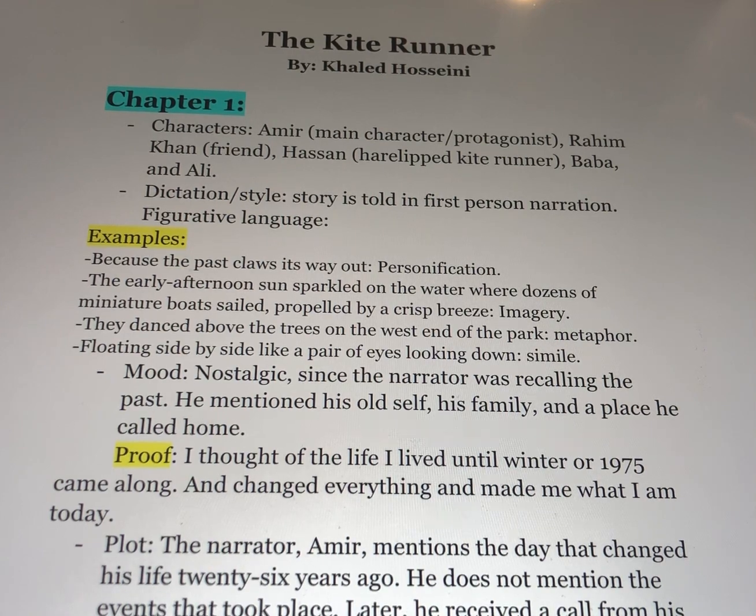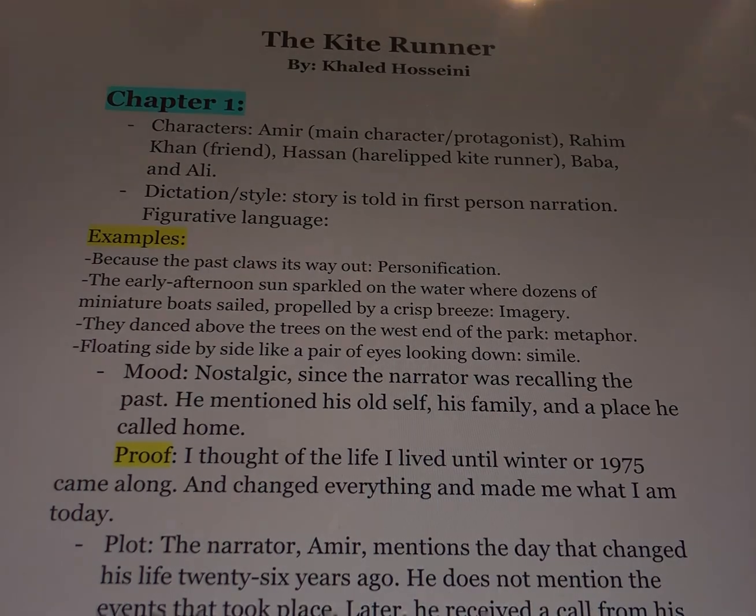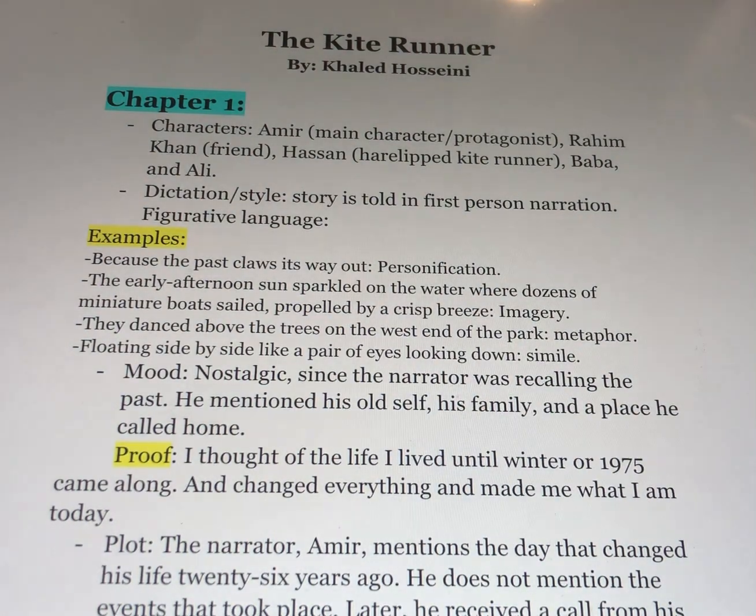And then we're talking about the mood. So the mood is actually something very, very important in The Kite Runner. So basically, the mood is nostalgic because the narrator was recalling his past. He mentioned his old self, his family, and the place he called home. So the way the narrator just spoke, you can tell they're looking back at something in a nostalgic way. So basically, he says "because the past claws its way out," and "a frigid overcast day in the winter of 1975," and just the way he says things and describes things in such a detailed manner, the mood is nostalgic.